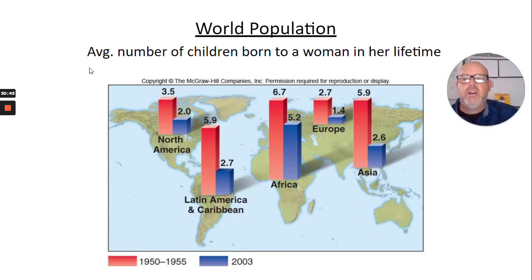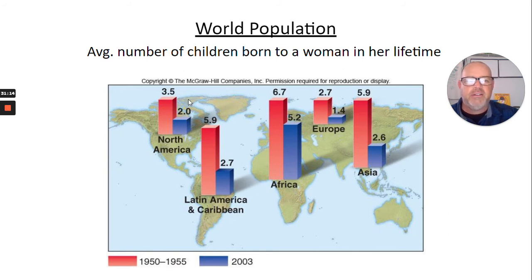Another interesting one, average number of children born to a woman in her lifetime. Notice this slide was probably from the early 2000s, so it's a little bit out of date, but pretty interesting to look and see. Like from 1950 to 1955, in North America, each family was having about 3.5 kids. Now we're down to 2, or at least in 2003 we were. But look at the numbers, like everybody was high way back then, and the amount of children being born, the rate was much higher than it is now.